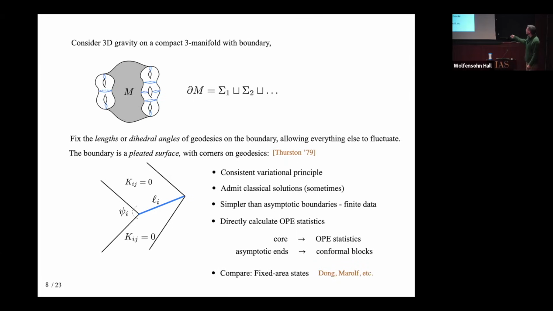Fixed area boundary conditions, a lot like this, have been considered before, especially in the work of Dong and Maroff and collaborators. These are the same boundary conditions. The only difference here is that we're imposing these boundary conditions on a compact manifold. They were thinking about things like fixed area states for black holes where you have asymptotic ends. And here we're just studying compact manifolds. And the point is that you can still find classical saddles.